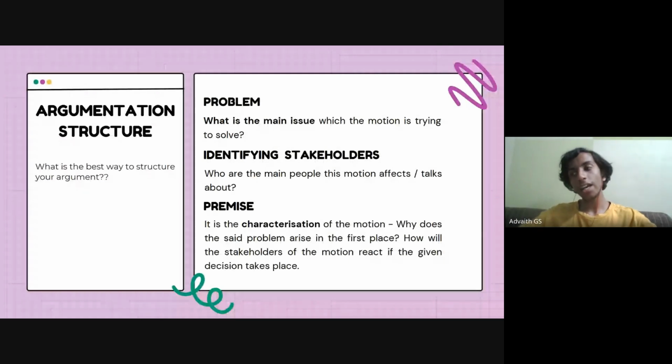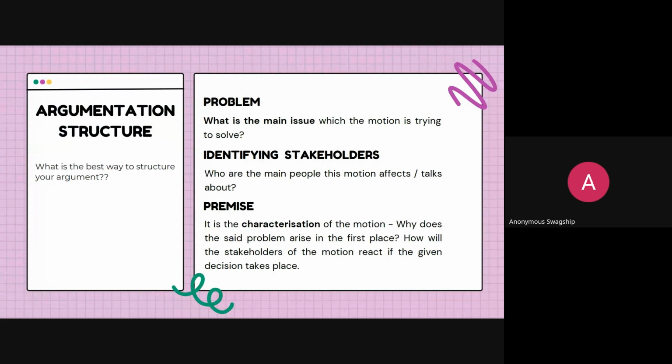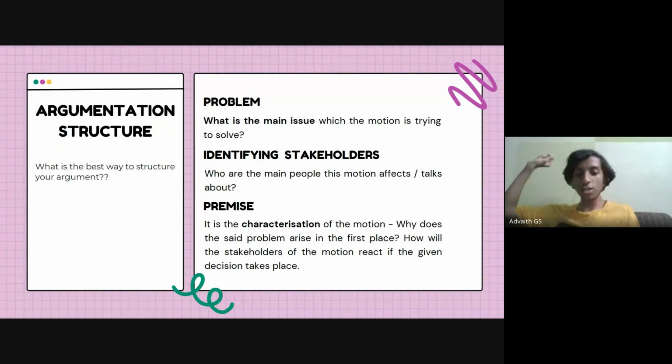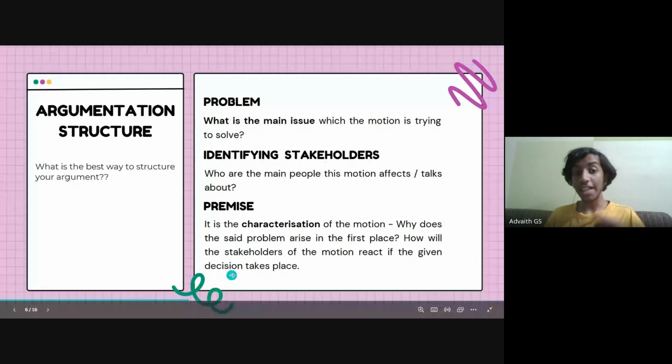This is very important because using an established pattern of their behavior, you can talk about what is going to happen. You can extrude and you can expand on your argument, right? You can define what is going to happen later on because you know these people are going to behave in a certain way, right? How will stakeholders of the motion react if the given decision takes place?